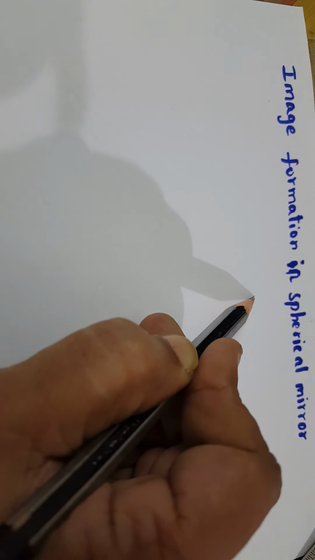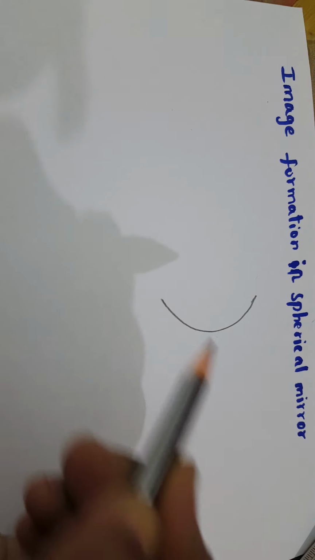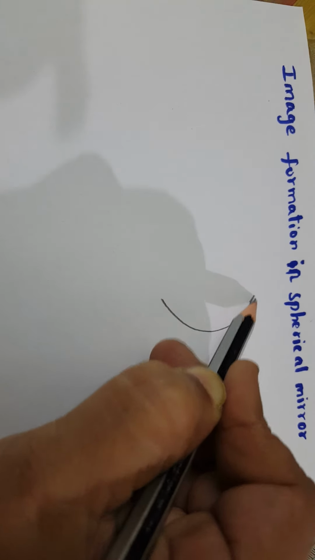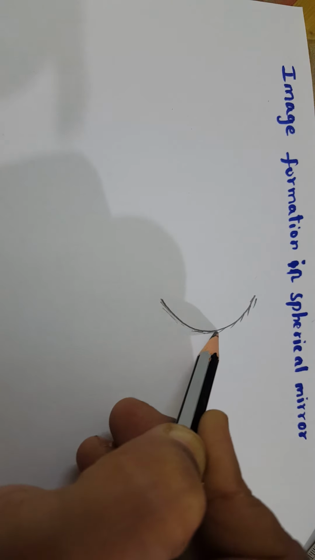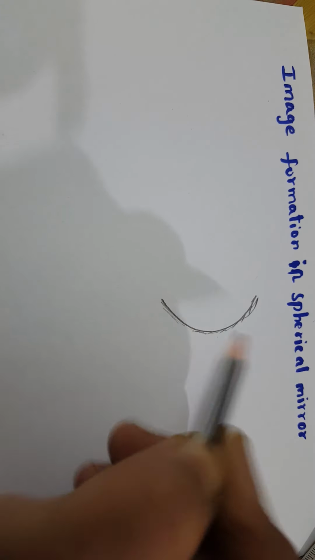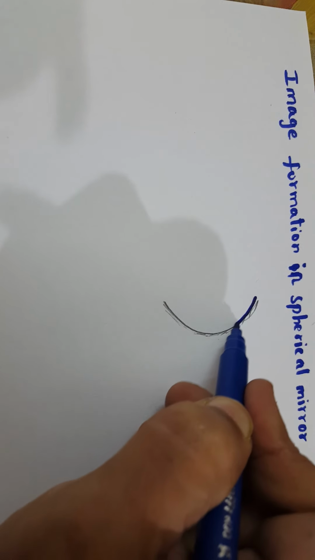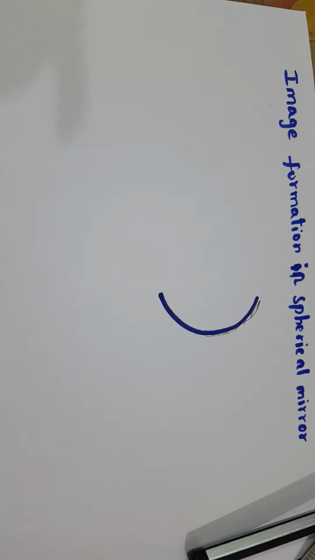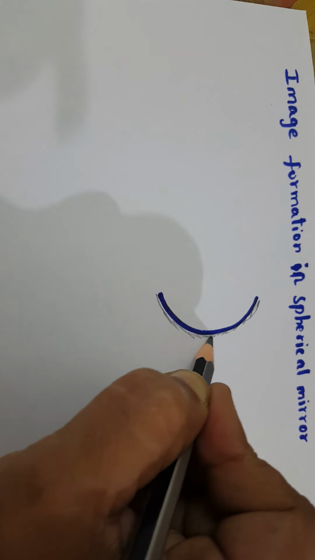So let me draw the mirror here. Let me draw the spherical mirror. Okay, now if I am going to shade this side, let's shade this side. So the reflecting surface, the inside will be the reflecting surface, right? This will be the reflecting surface. Reflecting surface curved in, what type of mirror, children?